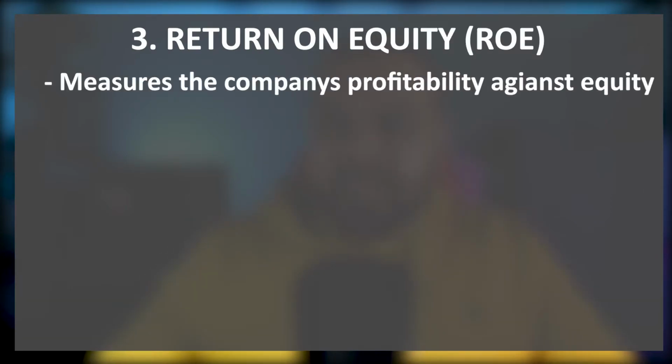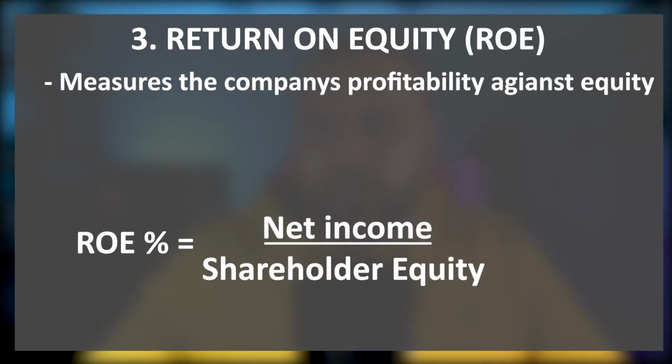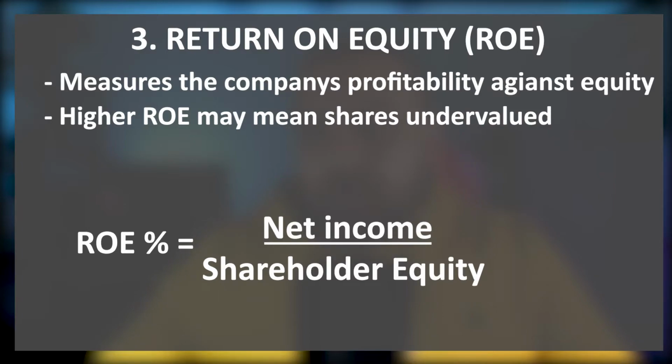So return on equity, or ROE, is a percentage that measures the company's profitability against its equity. So the ROE is calculated by dividing net income by shareholder equity. So for example, a higher ROE could mean that the shares are undervalued, because the company is generating a lot of income, a lot of money, relative to the amount that the shareholders have put in. And I'll go through an example to make this nice and easy.